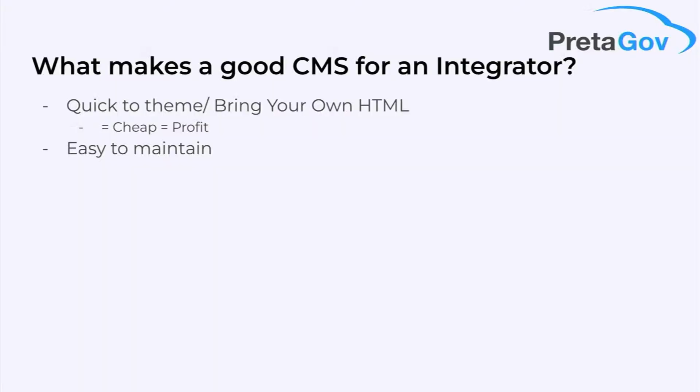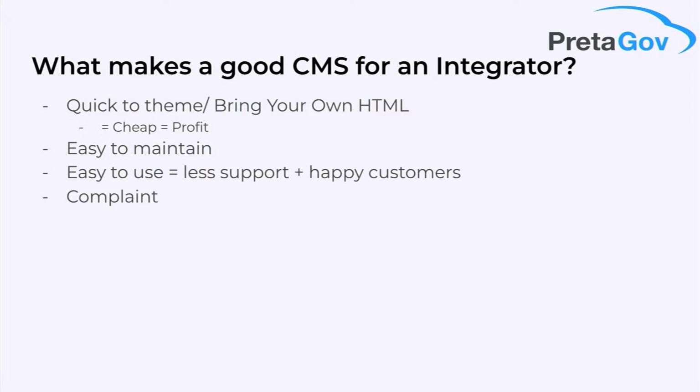So what makes a good CMS for an integrator, right? So if in this example, again, I'm sort of talking about bring your own HTML, you want something that's quick to theme, that's cheap, because time is money. Even if you're charging the customers time and materials, you won't win the contract if the thing is very expensive to implement. Easy to maintain, right? There's this hidden cost of upgrades and things like that if you want to bring in new features of Volto and stuff. Easy to use, less support like I talked about, and compliant, particularly for the government stuff, like WCAG and so on.